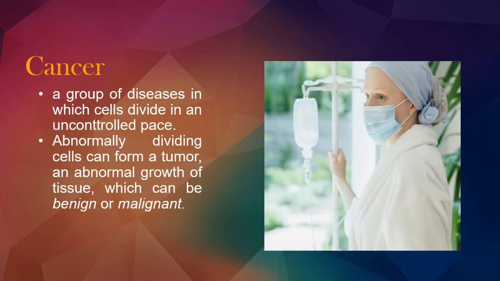So, next, cancer. Okay, eto, mahirap to. Yung sinasabi nilang pangmayamang sakit. So, when we speak of cancer, it's a group of diseases in which cells divide in an uncontrolled pace. Pag sinabing uncontrolled pace, dumadami yung mga bad cells. Okay? Abnormally dividing cells can form, number one, tumor. Meron kang tumor. Ito yung mga lumps sa katawan mo na hindi naman talaga normal.